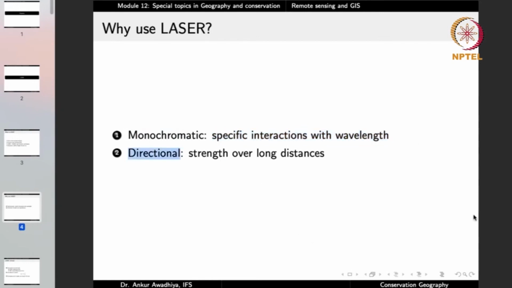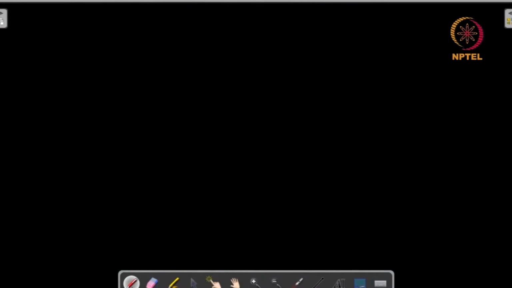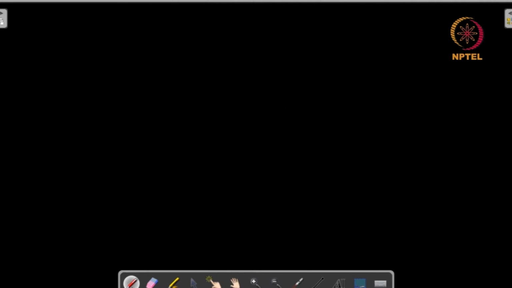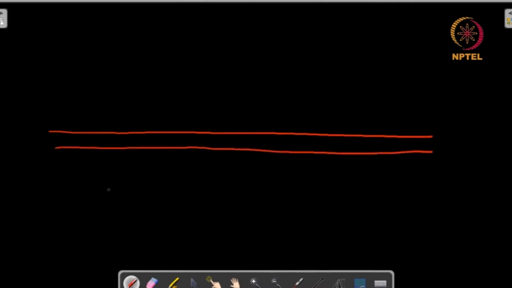Two, it is highly directional. This means that the beam of light does not spread. It moves just as a beam for a very long distance. Now what happens is that if you have a beam of light that is spreading, the beam of light is going like this. In that case, the energy density here would be very high, whereas the energy density at this location would be reduced because the area has increased. Whereas in the case of laser, it just moves as a continuous beam without any spread. So the energy density at this location is equal to the energy density at this location is equal to the energy density at this location, and so on.